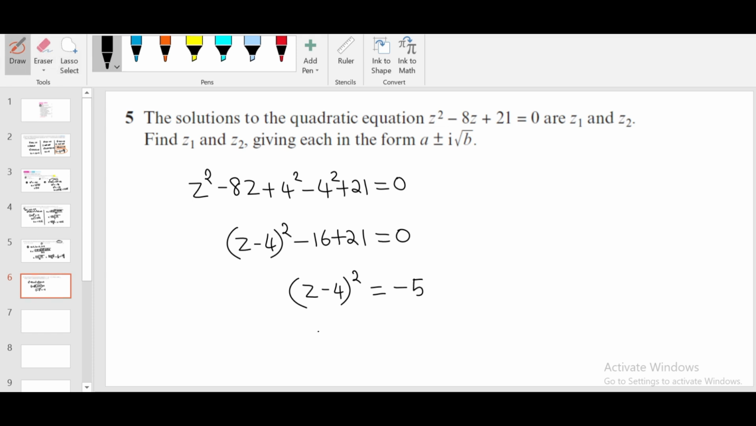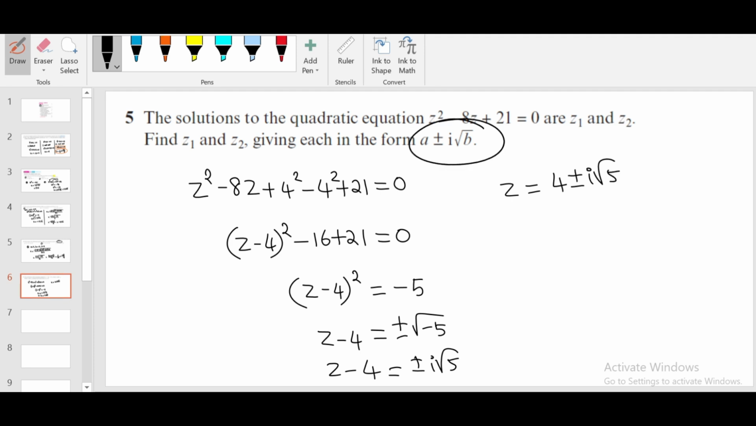Take square root both sides. z minus 4 is plus or minus square root of negative 5, which is basically plus or minus i root 5. Bring the 4 to the other side. z is 4 plus or minus i root 5. They want the answer in this form, a plus or minus i root 5. They want you to find two solutions, z1 and z2, so write them separately.